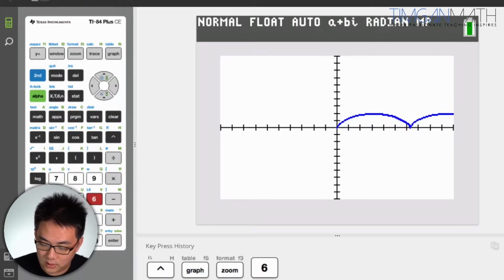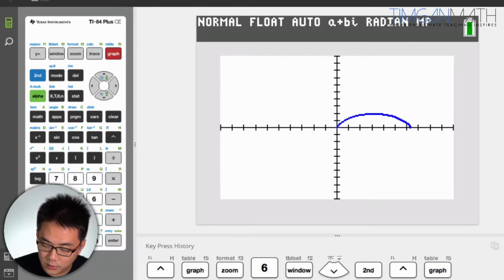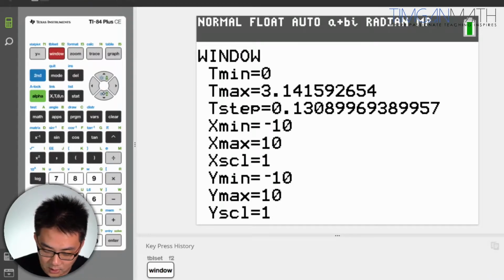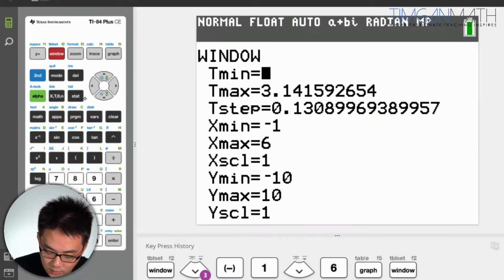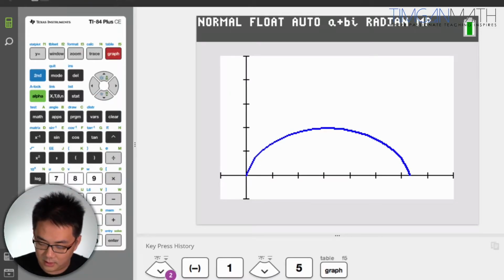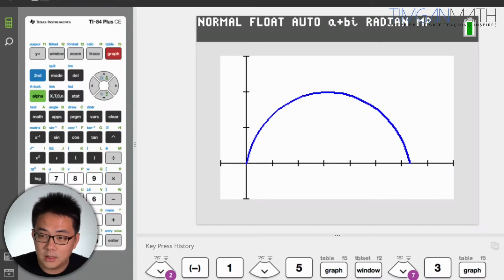All right, so it looks like it goes to the other side. Sorry, this is pi. When you put zoom standard, it will go... Yeah, so this is one-sided here. So I'm going to zoom fit maybe. Maybe I'll just change the window setting here. X min I put -1, X max I put 6. Probably will help. Oh, no, doesn't help. So I'll just put, let's say 8. And my Y min I could just put -1, and my Y max I could just put 5, I guess. Yeah, maybe put 3. Graph it. There you go. Now this is the graph here.